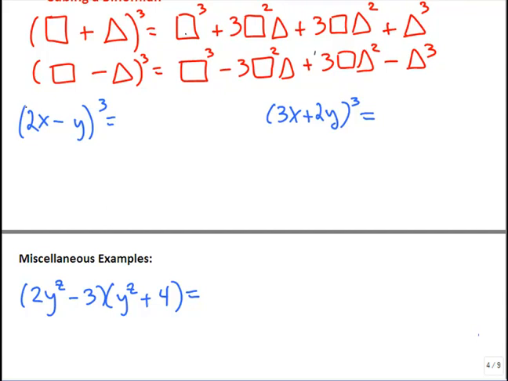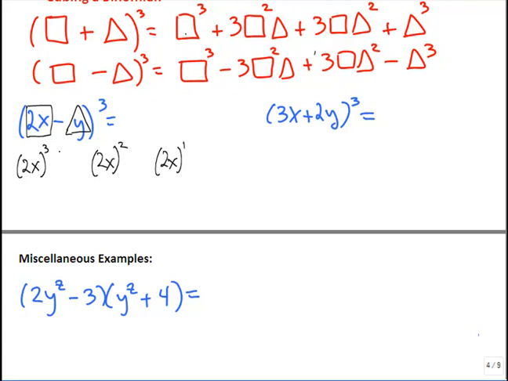So the 2x quantity represents our box and the y represents our triangle. So to use this pattern, we want to take what's in our box, this 2x, and we want to cube it. That's the first term. In the second term, instead of using 3 of them and cubing that quantity 2x, I'm only going to use 2 of them. In the third term, I'm only going to use 1 of those, and in the constant term, I'm going to use none.